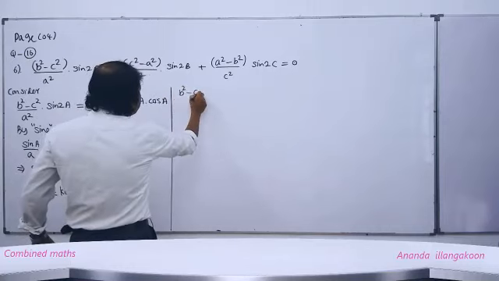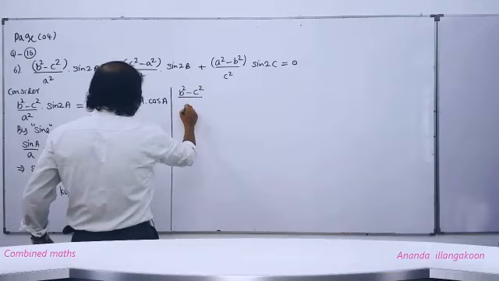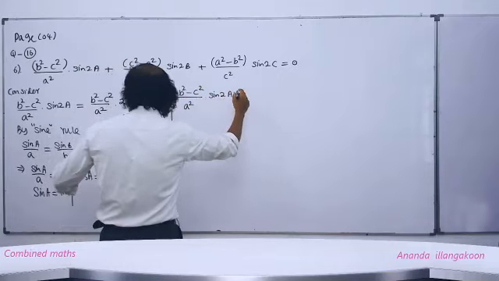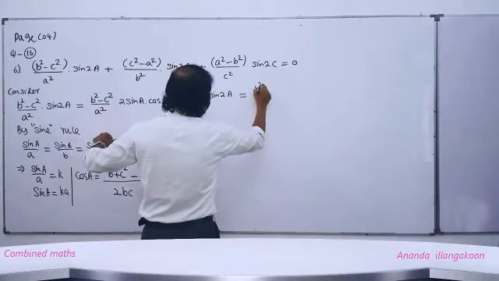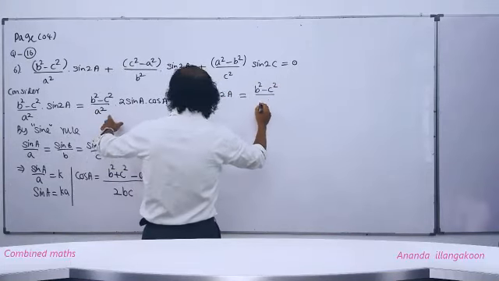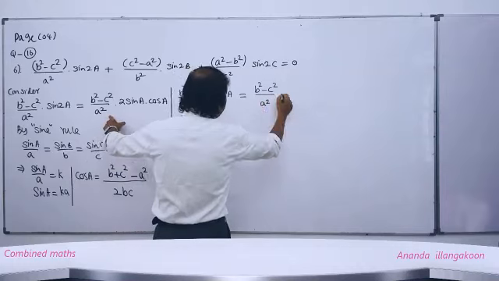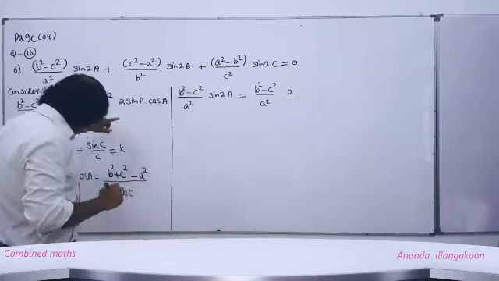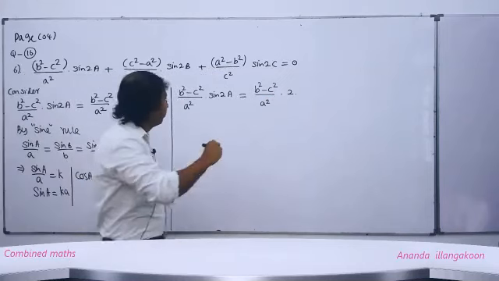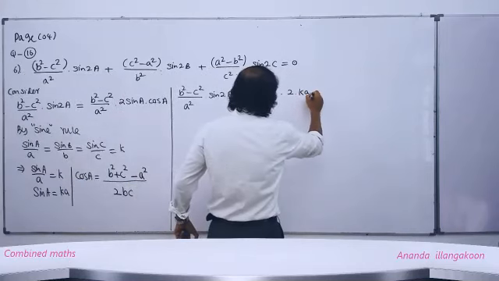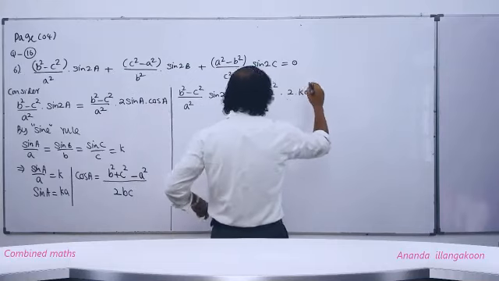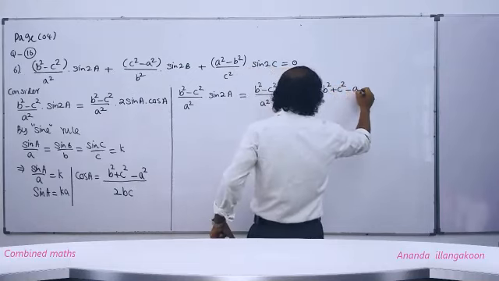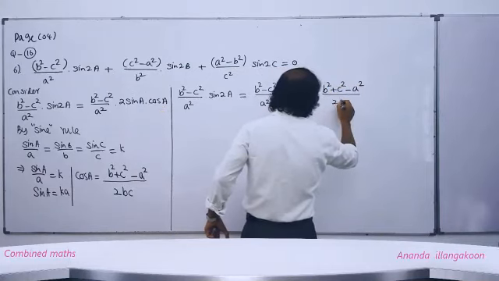Now we can write (b squared minus c squared) divided by a squared. Sin 2A is therefore equal to what? Here, (b squared minus c squared) divided by a squared, into 2 times sin B sin A, and cos A is (b squared plus c squared minus a squared) divided by 2bc.